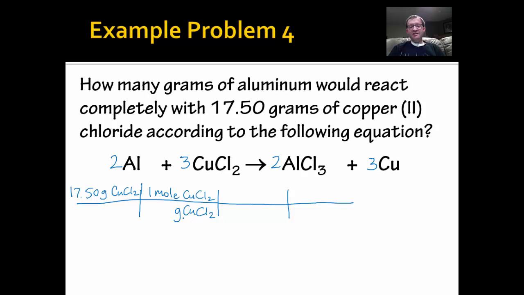So you can go to your periodic table and add up CuCl2 and take it to at least 1, if not 2 decimal places. And you should find that when you add that up, it comes out to be about 134.5 grams of copper chloride. At this point, I could plug it in my calculator and take 17.50 divided by 134.5. Or, if you want to be very complete, 17.50 times 1 divided by 134.5. But in any case, our answer would be in moles because these grams cancel out, and I'm left with moles of copper chloride.